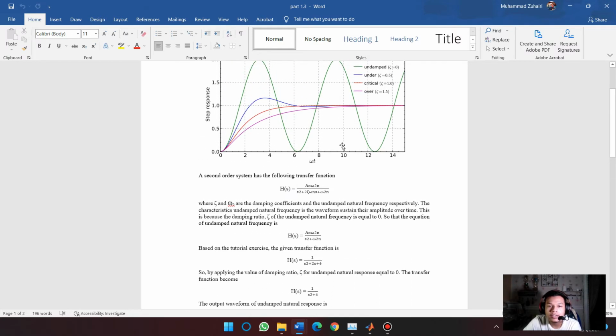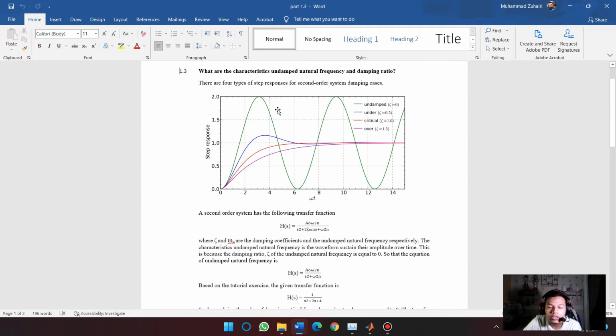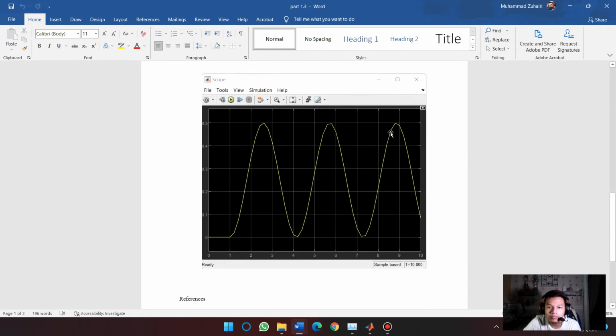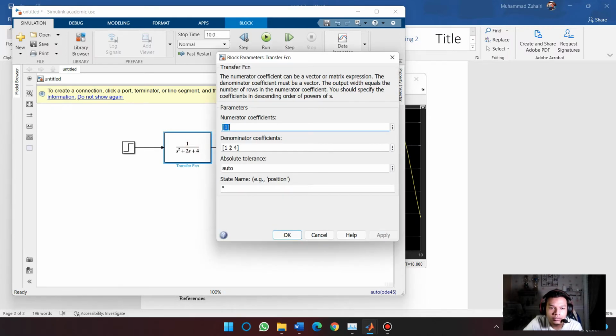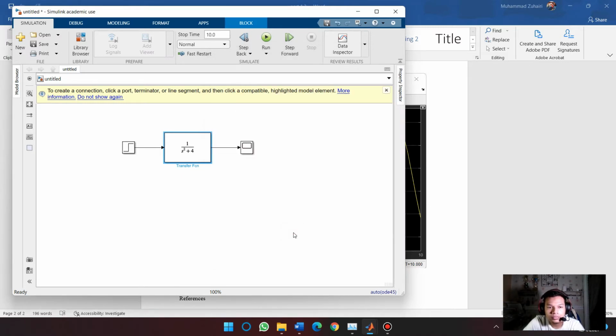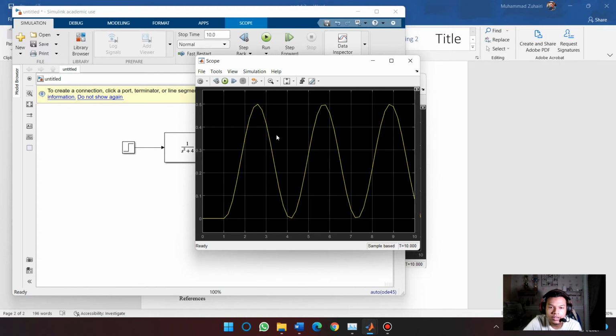The characteristic of undamped natural frequency is that the waveform sustains its amplitude over time. If you look at this graph, the amplitude stays the same over time. Let me prove it in MATLAB, and we will get a graph like this. This is the given transfer function in the question. Let me adjust the denominator. So this is the transfer function of the undamped case. Let's run. This is the graph of the undamped case.